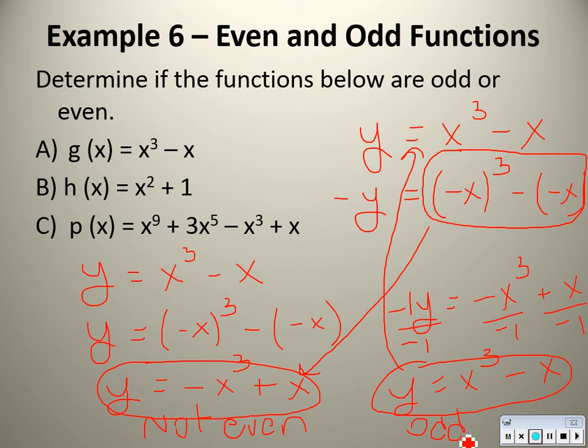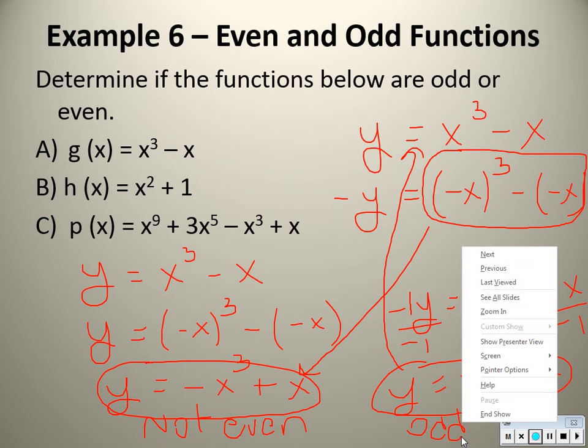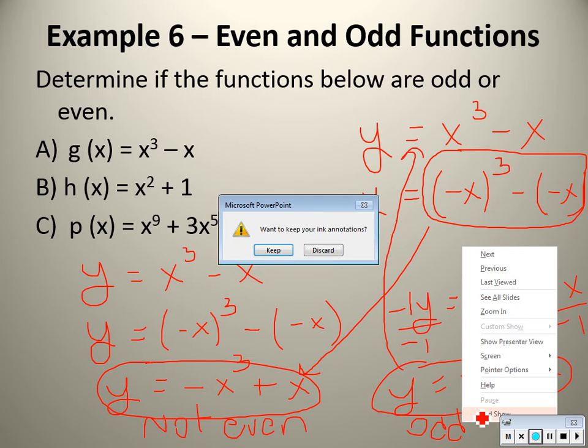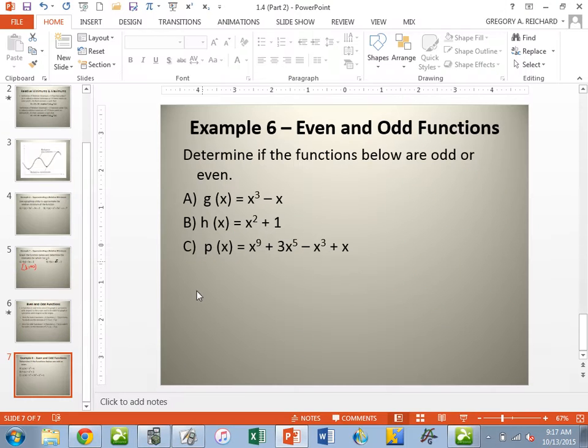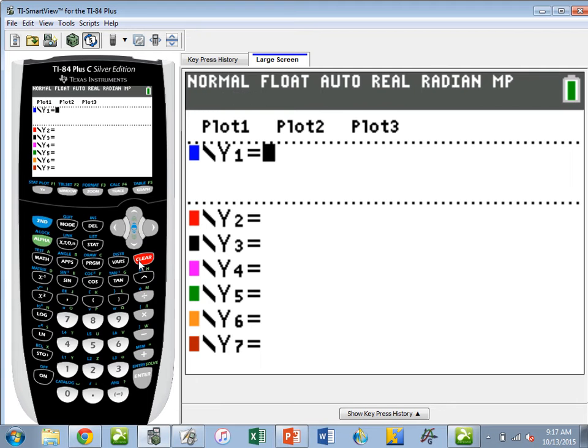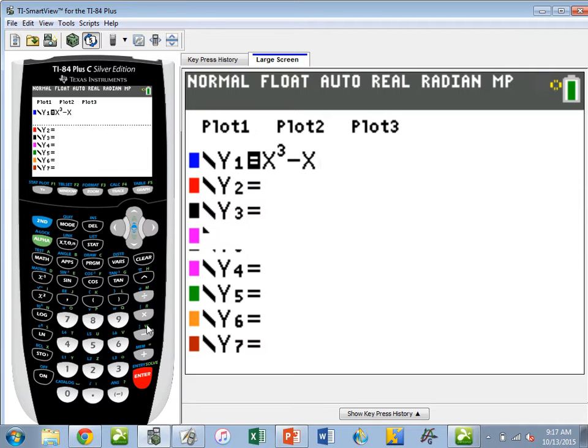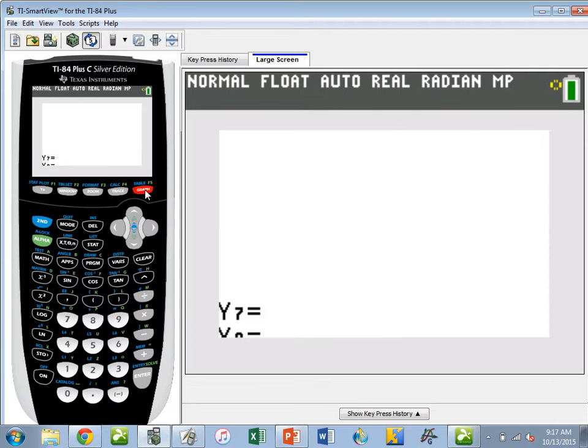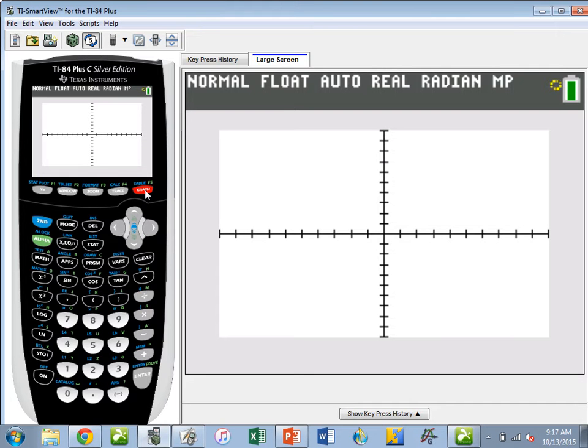So how do you know if you're right? Well, I can take my calculator and look at the graph. Let me go to y equals here and put in x cubed minus x. If I graph this, you can see that the graph is not symmetric with respect to the y-axis, but it is symmetric with respect to the origin.